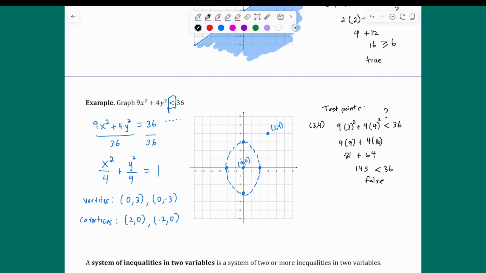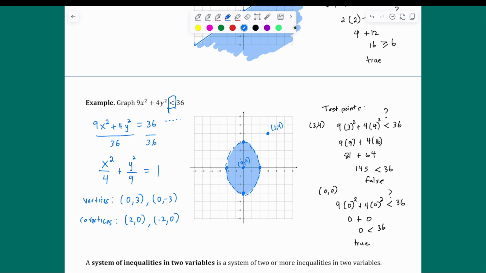But let's make sure to check our point 0, 0. We have 9 times 0 squared plus 4 times 0 squared. Is this less than 36? We get basically 0 plus 0, which is 0. 0 is less than 36, so that's true there. Therefore, we shade the corresponding interior of this ellipse here. Okay, so that's our solution set.